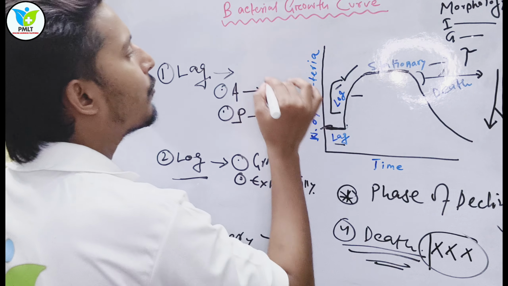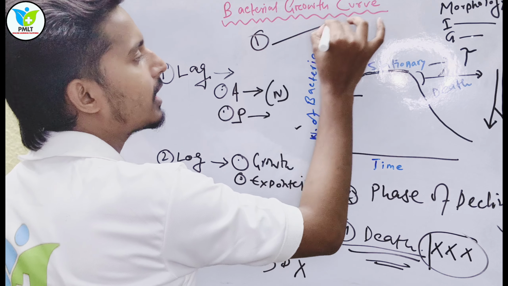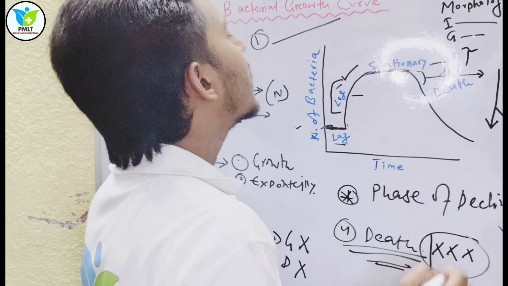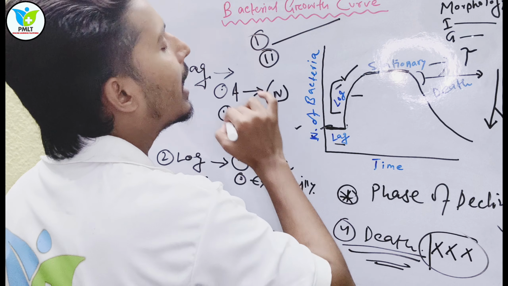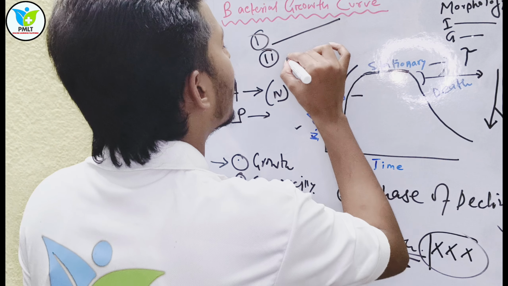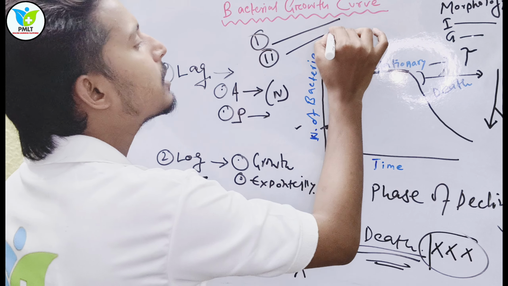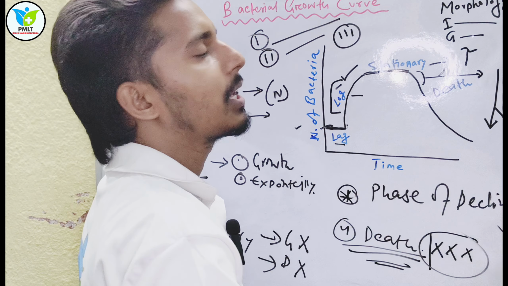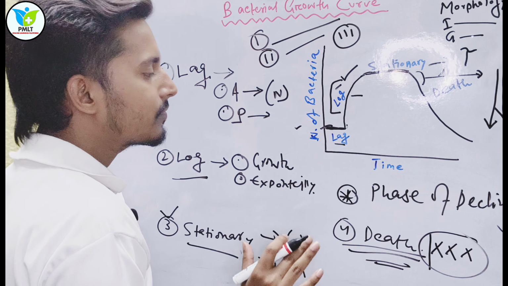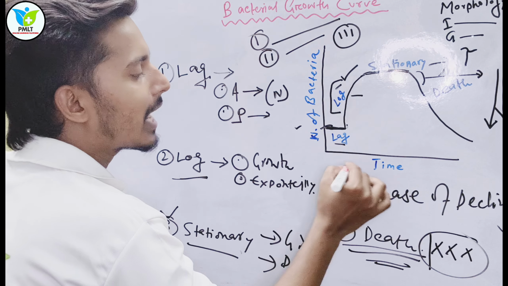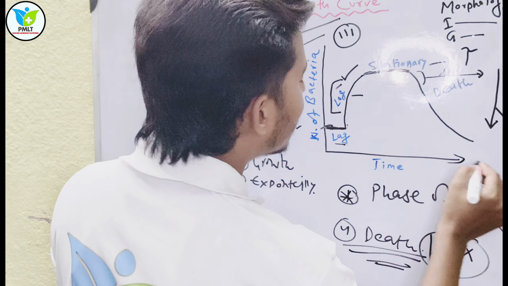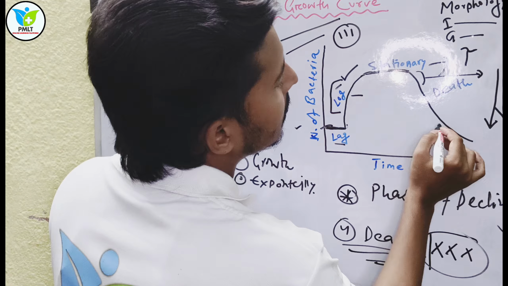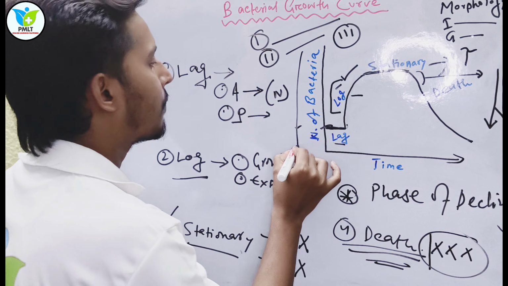So the first question is, in which phase do bacteria grow too much? Your answer should be the log phase. In which phase are bacteria not growing and not decreasing? Your answer should be the stationary phase. In which phase do bacteria die? Your answer should be after the phase of decline, or the death phase. As time increases, bacterial growth increases for a while, and after that they decrease. That is the number of bacteria.